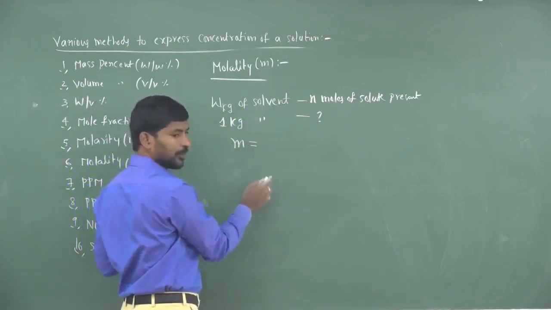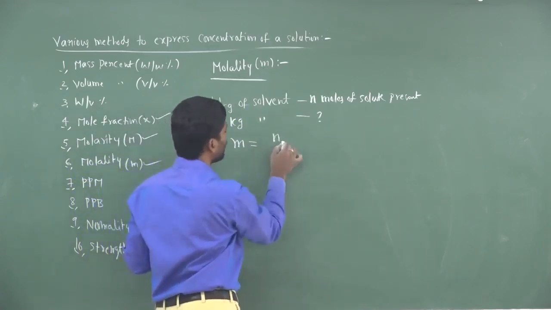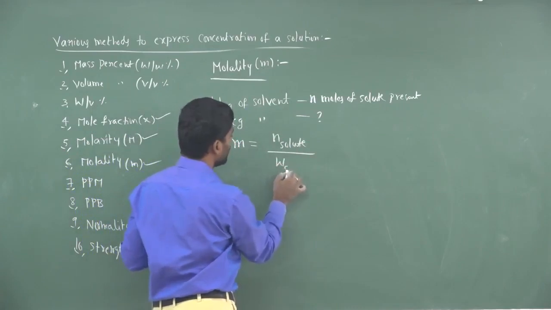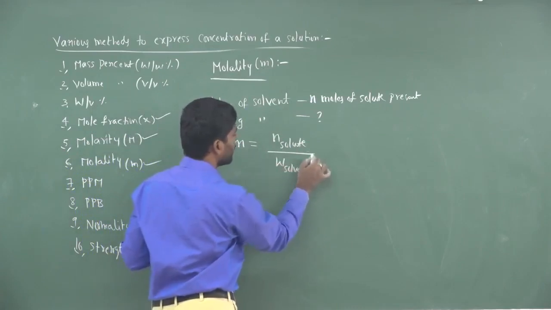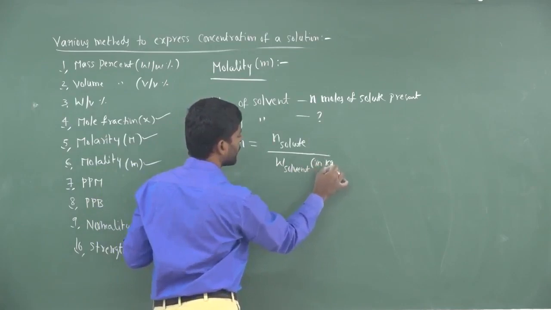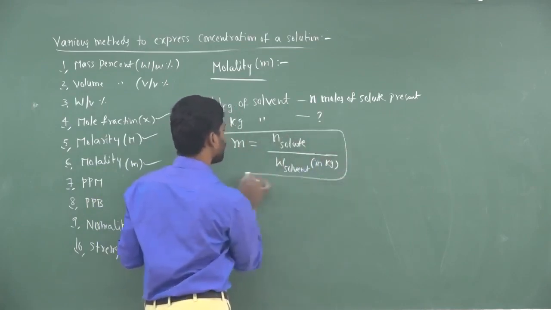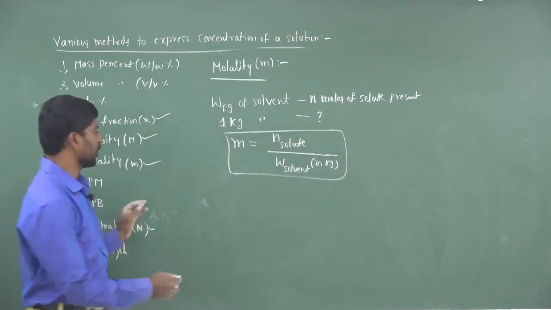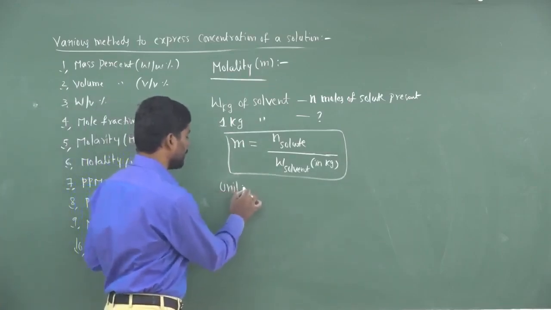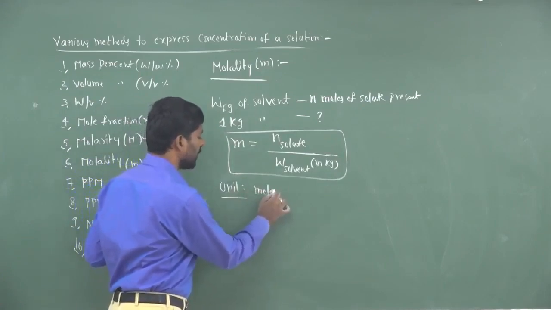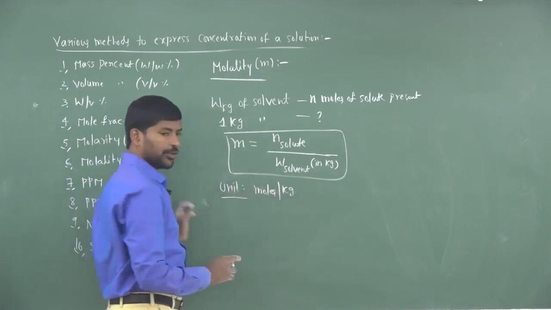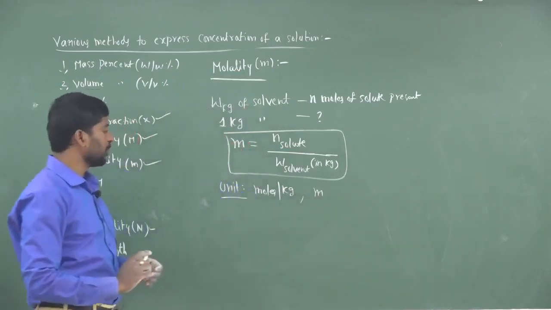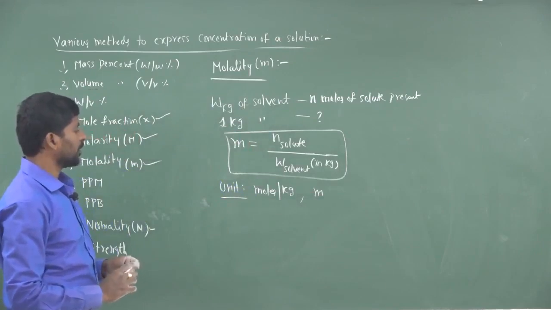So molality is equal to the number of moles of solute by weight of solvent in kgs. So the unit is moles per kg, or simply we represent it with small m. Moles per kg or small m.